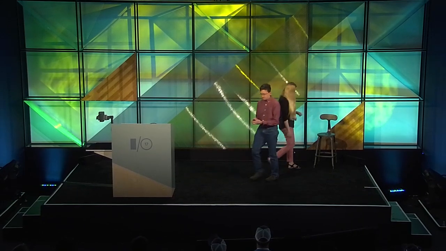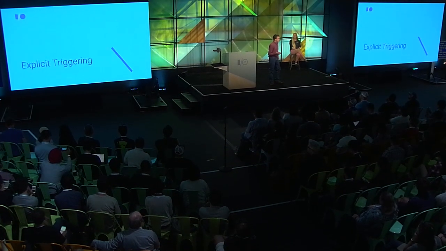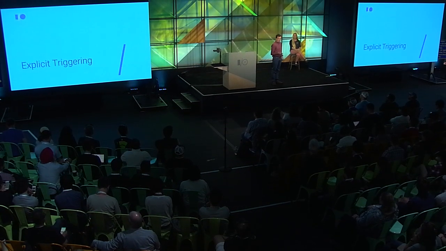All right. Well, thanks a lot, Valerie. What I'm going to begin with is the most basic form of discovery. We call this explicit triggering. It's whenever a user invokes an app directly through its name. So let me shift over to the phone view and show you an example.